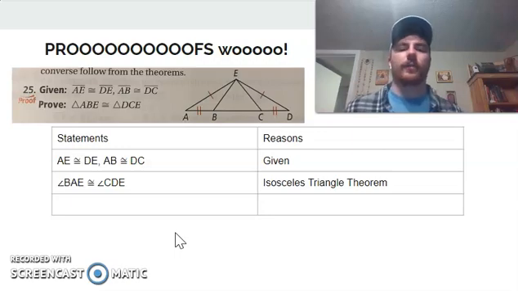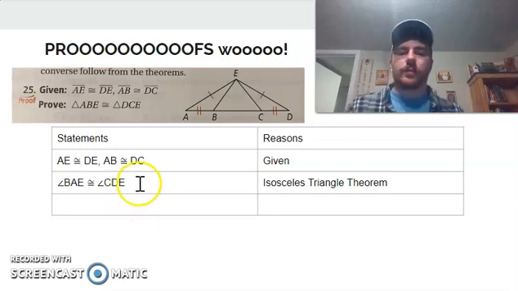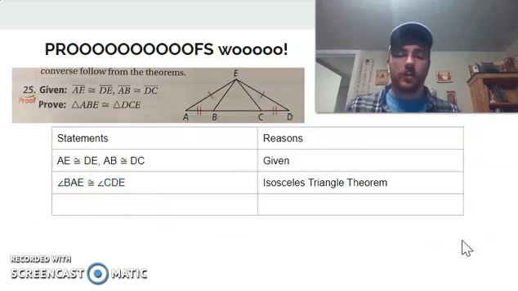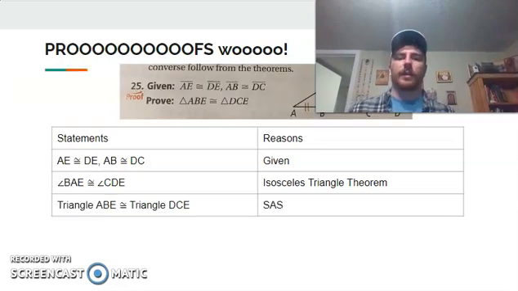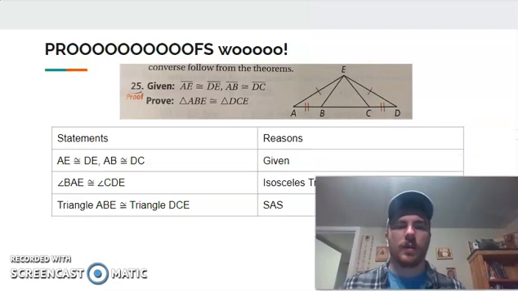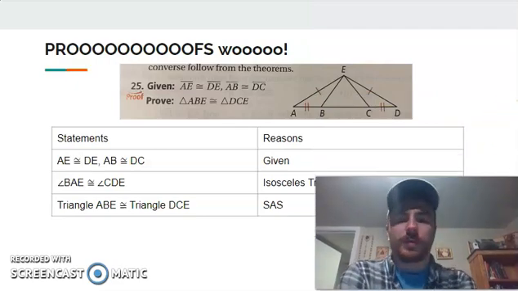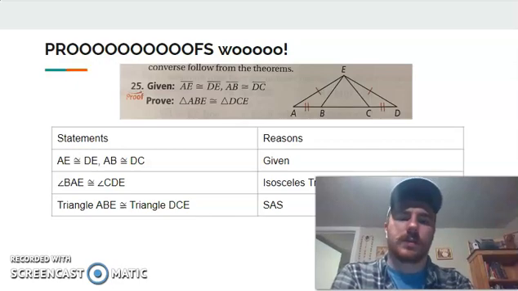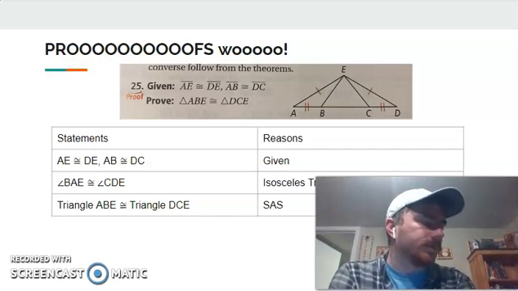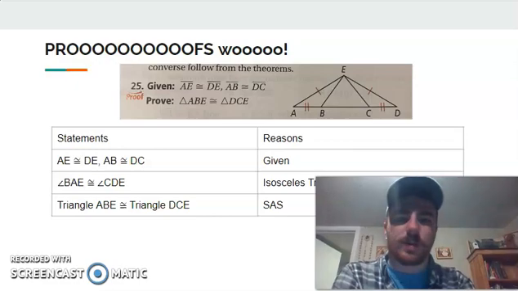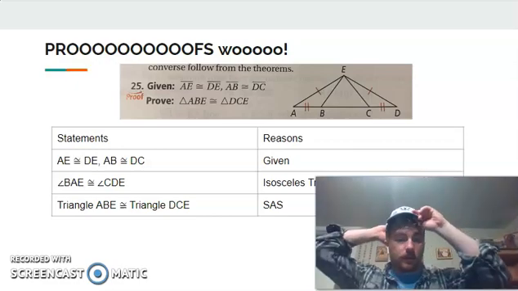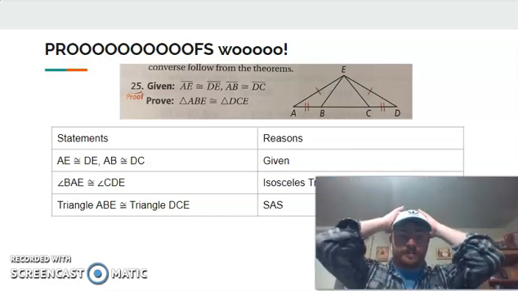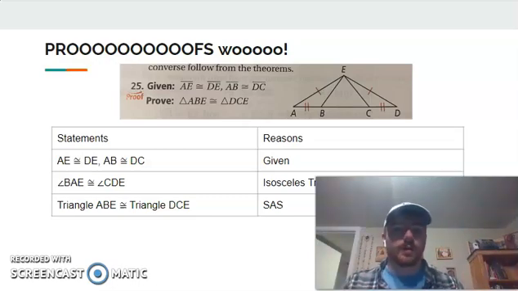So now I have that these two angles are congruent, and I can use side angle side to go ahead and prove it. So that's going to be my last step: the two triangles are congruent through side angle side. Something that took even me a minute to look at how to do, but using the facts that we just learned, we're good to go.